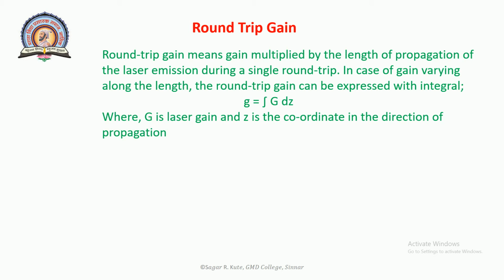Round trip gain means gain multiplied by the length of propagation of laser emission during a single round trip. In case of gain varying along the length, the round trip gain can be expressed with the integral G equal to the integration of capital G dz, where capital G is the laser gain, that is amplification, and small z is the coordinate in the direction of propagation. This will be the round trip gain.